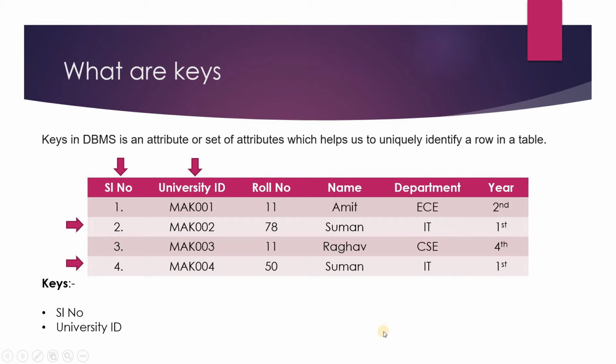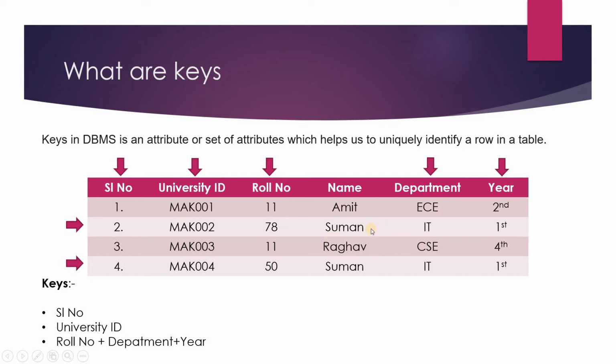But if we consider roll number, department and year at the same time, then from the EC department there can only be one student whose roll number is 11. Similarly, from the CSE department also there can only be one student whose roll number is 11. So if I consider second year ECE roll number 11, then I can pinpoint to this Amit, because no other student from ECE second year will have the roll number 11.